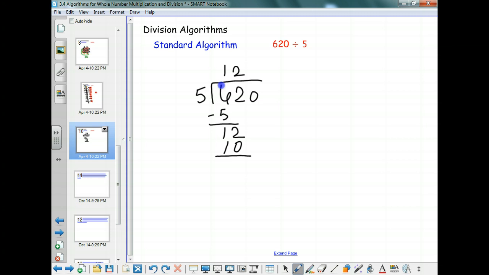And then I would subtract and get 2, and then I bring my 0 down, and I have 20, and 5 goes into 20 4 times. I don't get a remainder on this one. Again, it's the same problem I did before, but if you had a remainder, you would just write the R or whatever after it.